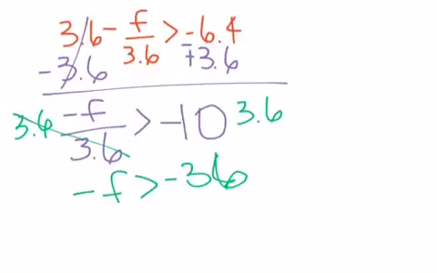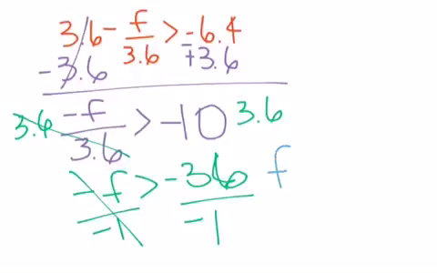Now, our variable in the end cannot be negative, so I'm going to divide by a negative 1 on both sides. It's going to cancel out the negative there. We just divided by a negative on both sides of this inequality, so that means our inequality sign is going to flip. So we have f is less than positive 36, because negative 36 divided by negative 1 is a positive 36.